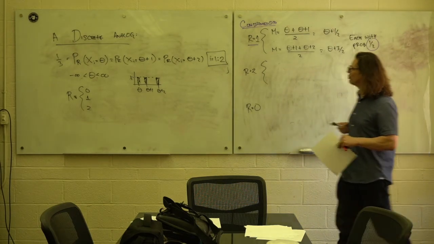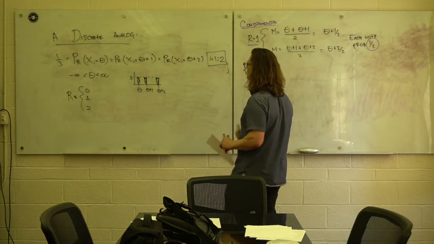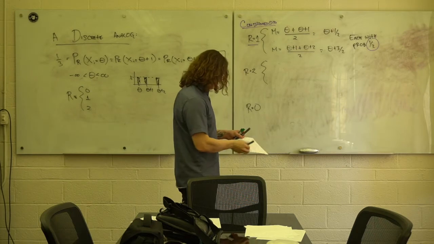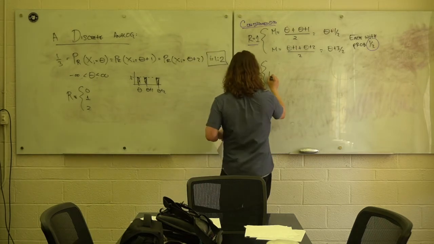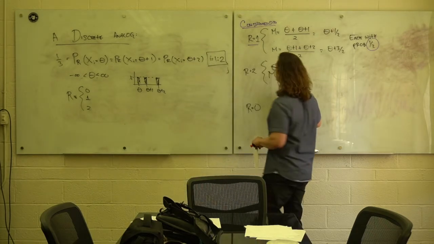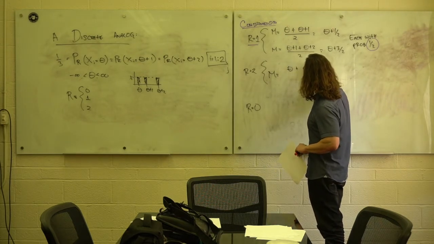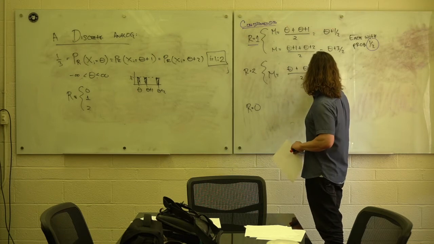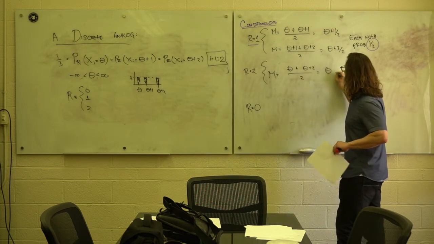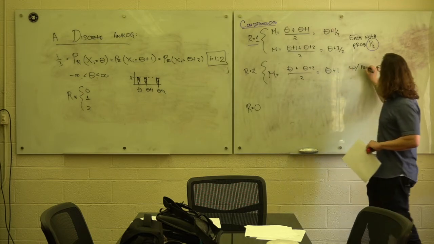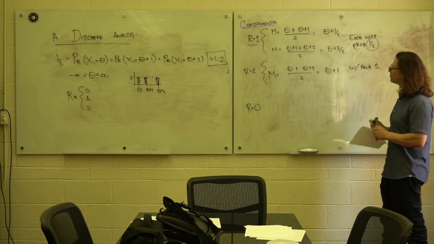R is equal to 2. There's only one possibility here. So I have to have that right there. So R is equal to 2. The mid-range has to be theta plus 2 divided by 2. It's equal to theta plus 1 with probability 1.